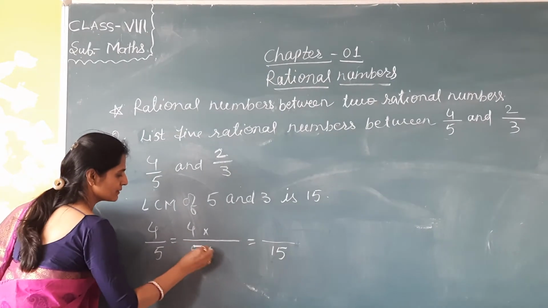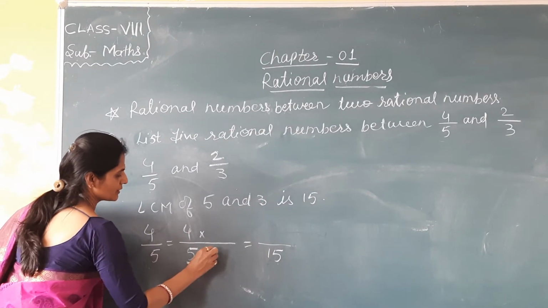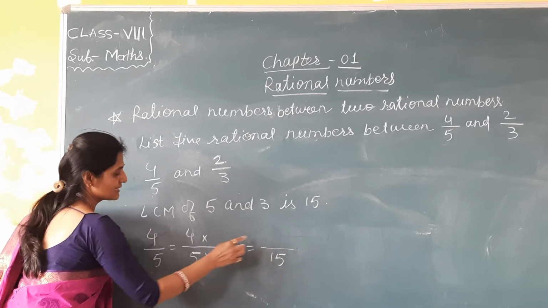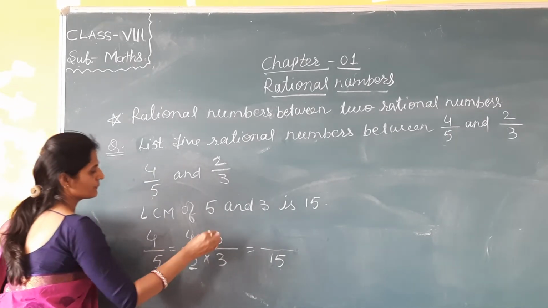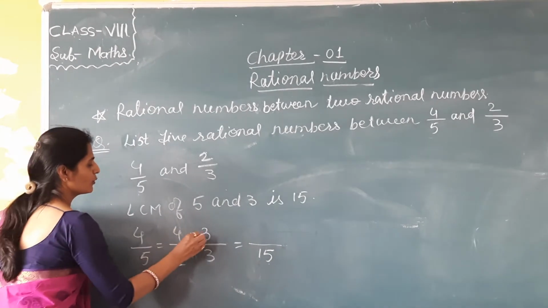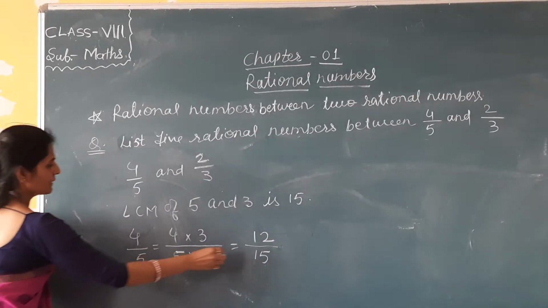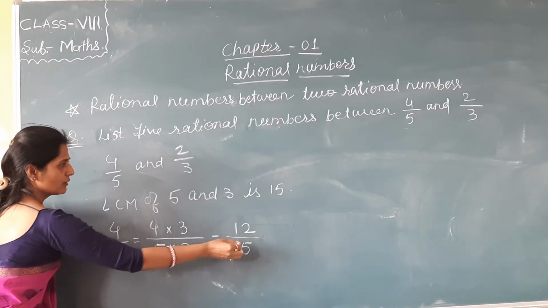अब हमें ऐसे नंबर से 5 को मल्टीप्लाई करना है, then you will get 15. So 5 multiplied by 3, you will get 15. Similarly, you will multiply this numerator with 3. हमें numerator को भी 3 से ही मल्टीप्लाई करना होगा. 4 multiplied by 3 is 12. Now the equivalent rational number of 4 upon 5 is 12 upon 15.